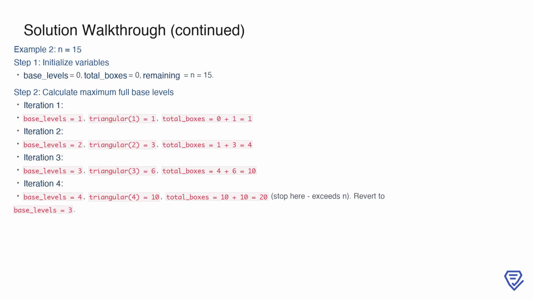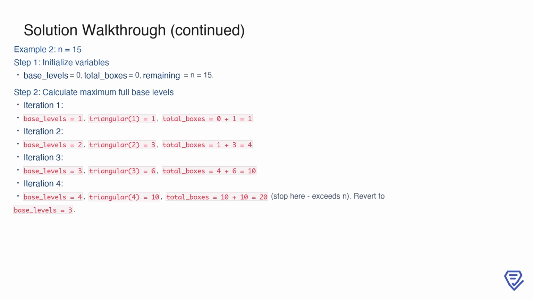In this second example, we follow the same steps but with n set to 15. First, we initialize the variables. base_levels and total_boxes both start at 0, while remaining is set to 15. Using the triangular function, we calculate the maximum full base levels we can build. For base_levels of 1, the triangular number is 1, and the total boxes become 1. For base_levels of 2, the triangular number is 3, increasing the total boxes to 4. For base_levels of 3, the triangular number is 6, bringing the total boxes to 10.